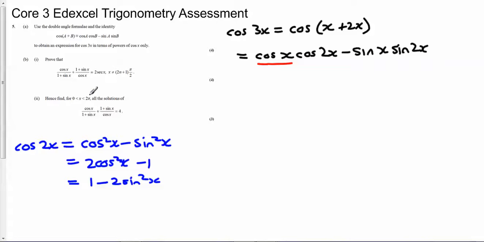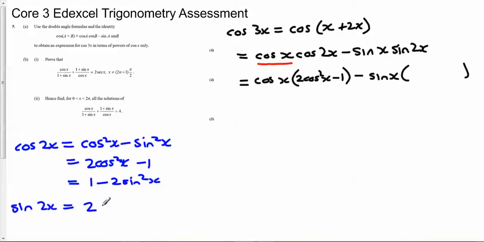and seeing as we're aiming for in terms of cos x's, it would seem logical to try and choose the second one. So if we go and place that in, we've got cos x, and we're replacing our cos 2x by 2 cos squared x minus 1. I'll leave the sin x for the moment, but then one of your other double angle formulae is that sin 2x is 2 sin x cos x. So if we replace that in there, we're now getting slightly closer.